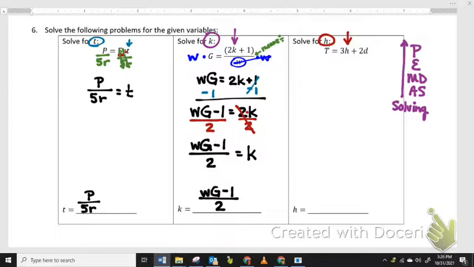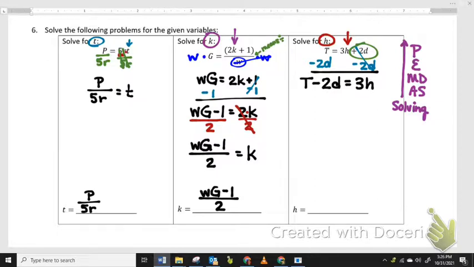I'm not going to move the h. I'm not going to touch the h. So it's this 2d that I need to get rid of. That's a plus 2d. So I'm going to subtract 2d from both sides to make it cancel out over on the right. There we go. That does not combine with my t. So I have t minus 2d on the left. And I have 3h on the right.